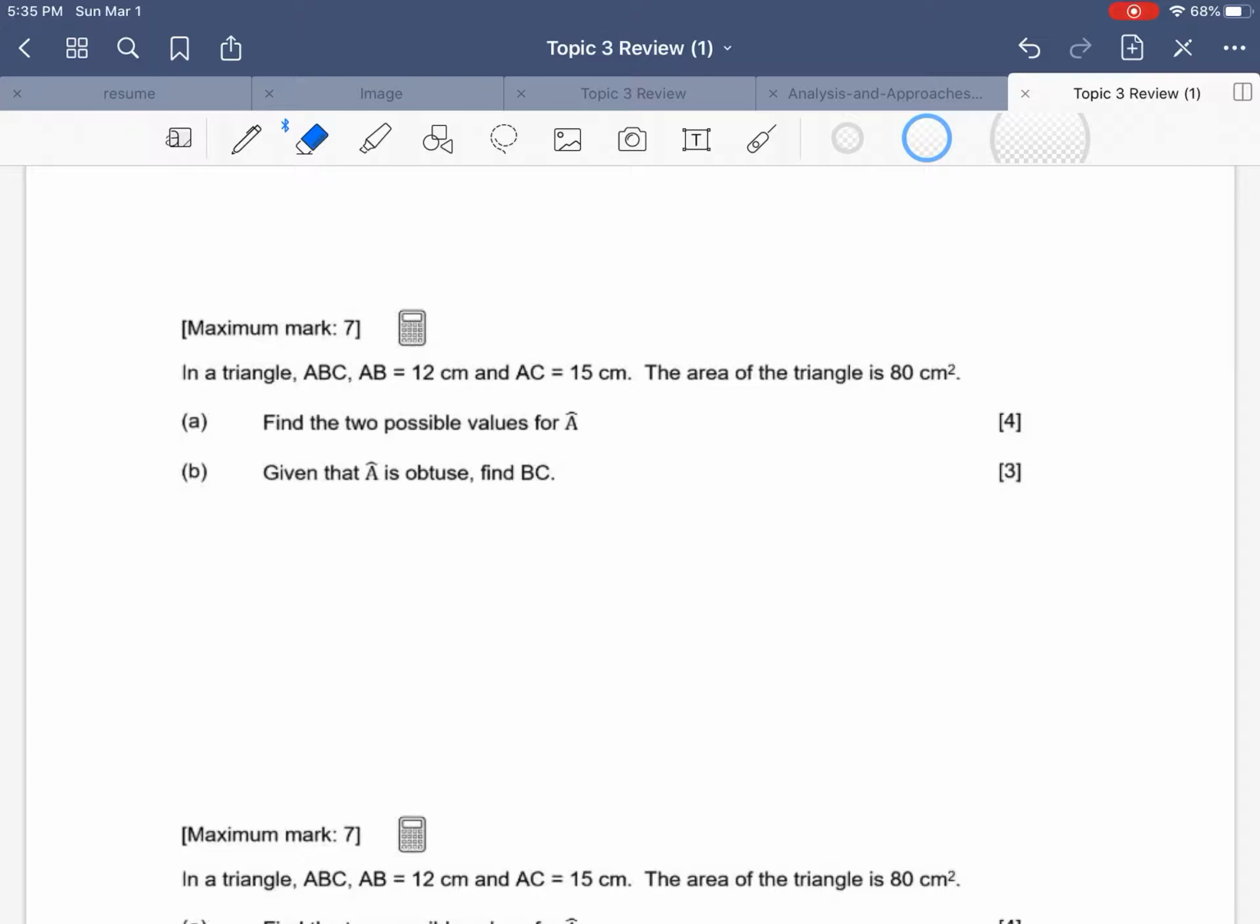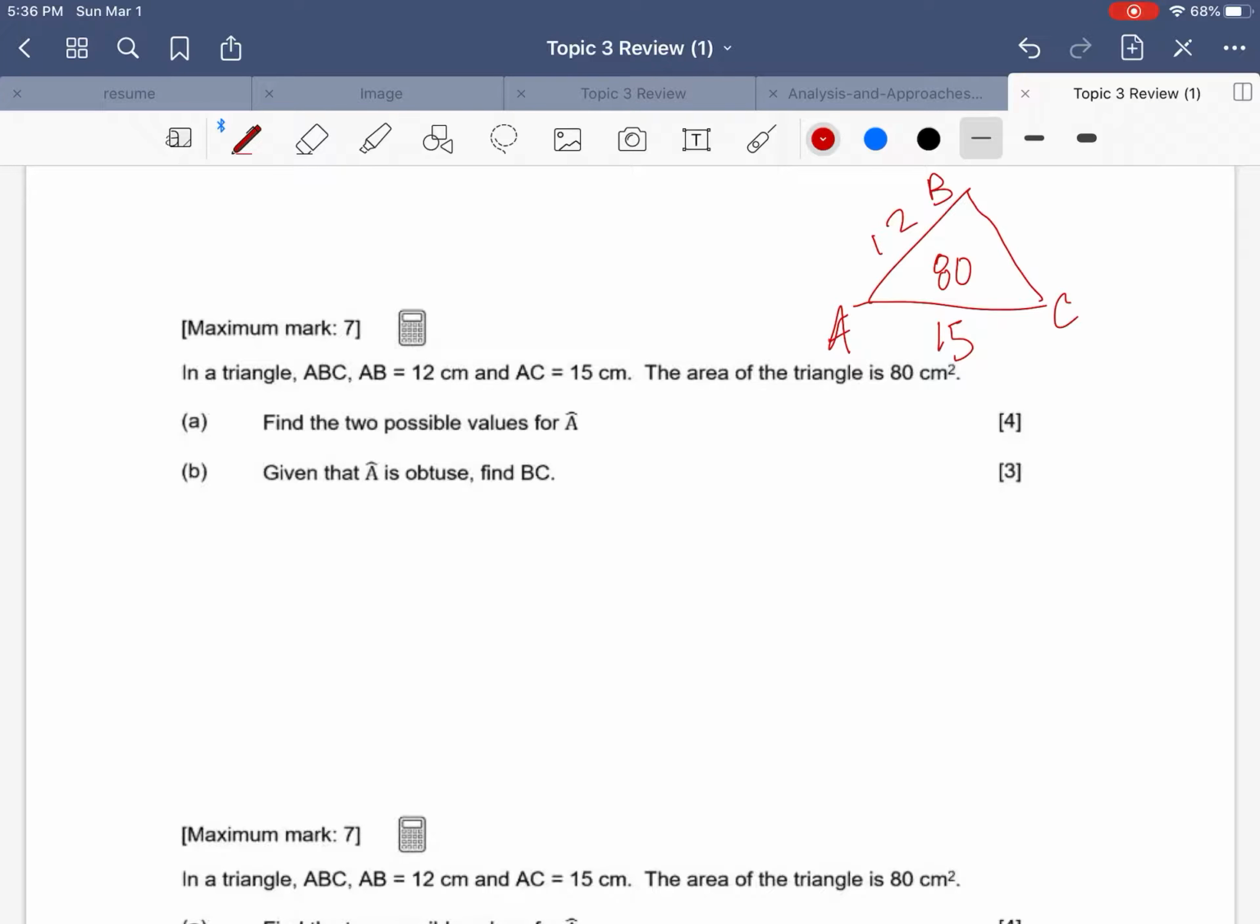Okay, so the second problem says in triangle ABC, AB is 12, AC is 15, and the area of the triangle is 80 centimeters squared. I'm going to go ahead and start off by drawing the picture. A, B, C, AB is 12, AC is 15, and the area is 80.